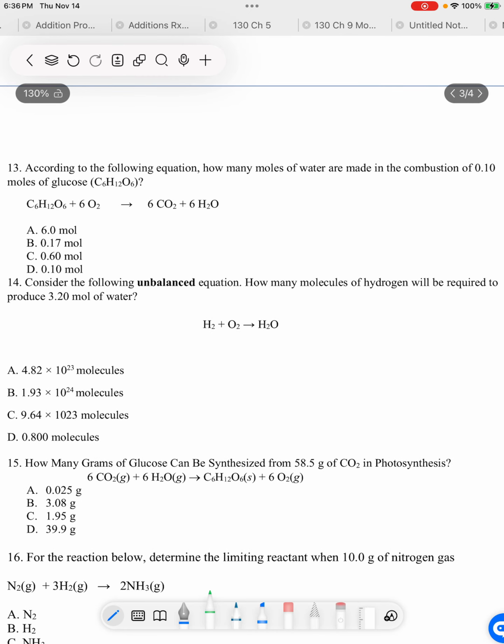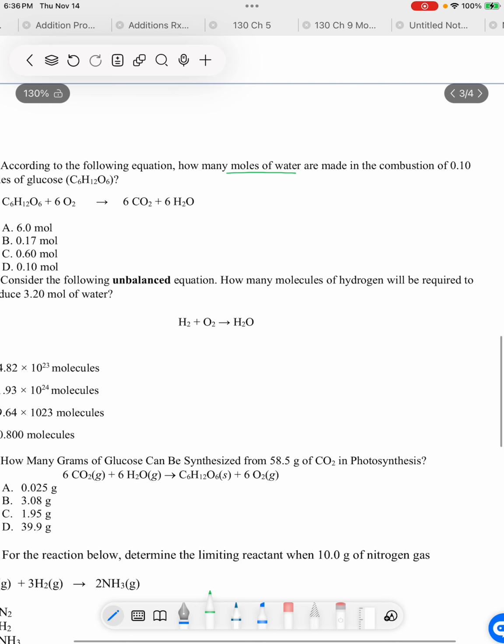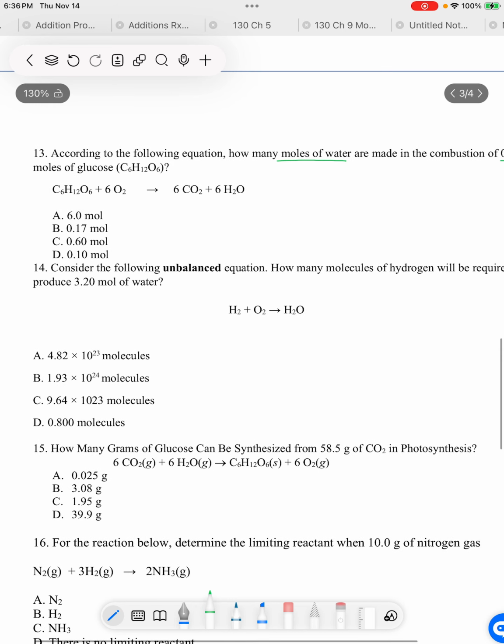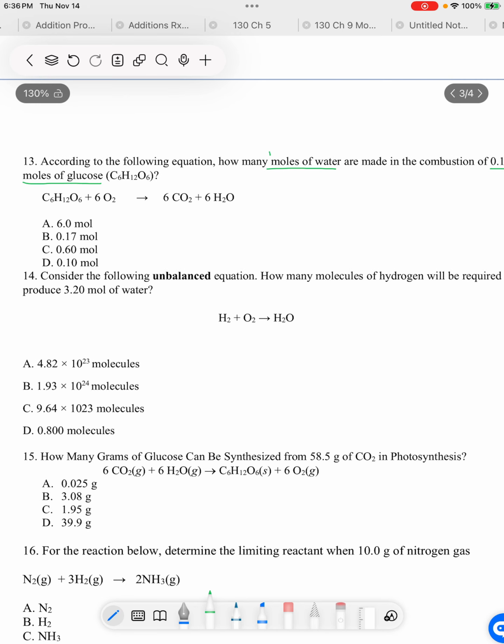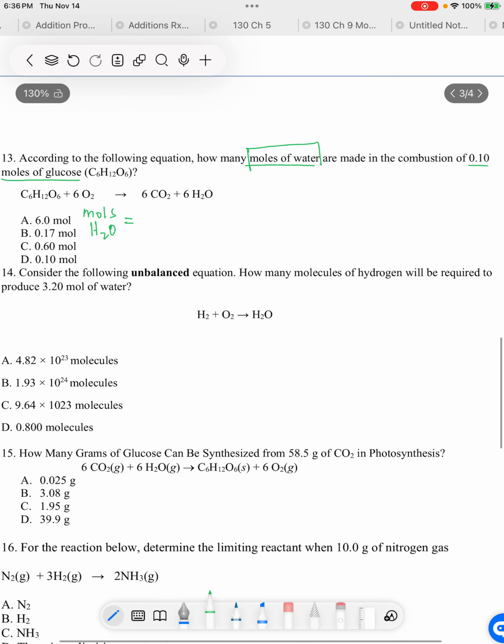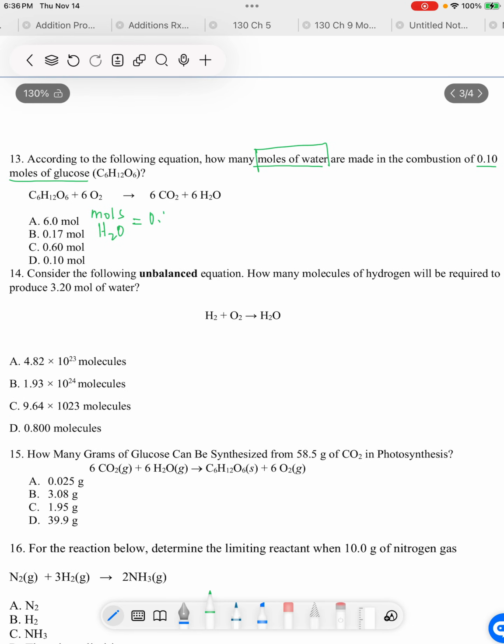Number 13. According to the following equation, how many moles of water are made in the combustion of 0.10 moles of glucose? So remember, when we're given something to find, we want to put that on the one side of the equal sign. So we're looking for moles of water. And then the next thing we put is what we're given. We're given 0.10 moles of glucose.